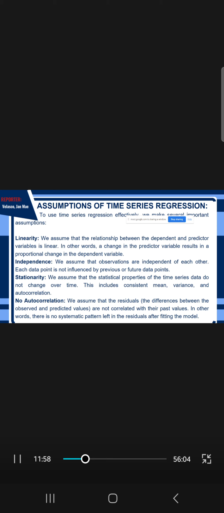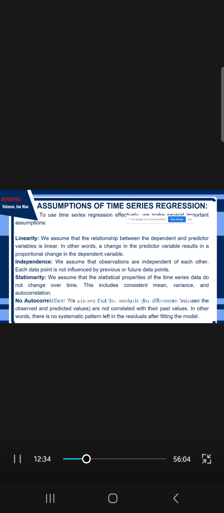So, stationary. We assume that the statistical properties of time series data do not change over time. So, this includes consistent mean, variance, and autocorrelation. In this area, stationary is a bit like constancy over time. So it means that the statistical characteristics of your data, like the average value, the spread of values, and the relationship between values will remain relatively constant.